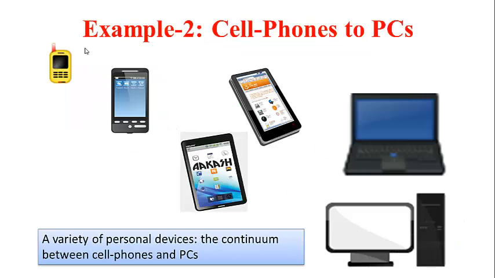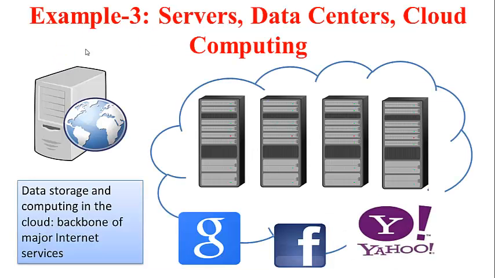You would have likely used a whole range of personal devices, maybe non-smartphones, smartphones, tablets, laptops. It's actually quite a continuum of devices from mobile phones to desktops, representing a range of personal computing devices. And then there is a whole set of computing and data storage platforms which you actually use but don't interact with directly. These are the servers and data centers or cloud computing platforms which host various internet services, popular ones such as Google or Facebook or Flipkart, Amazon, Yahoo, and so on. These form the backbone of these major internet services.